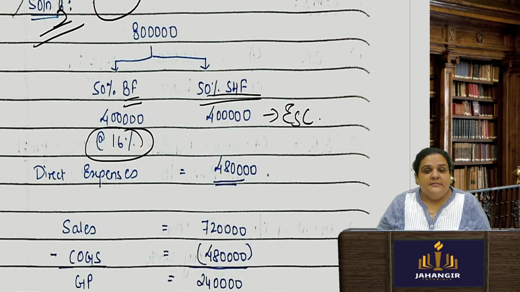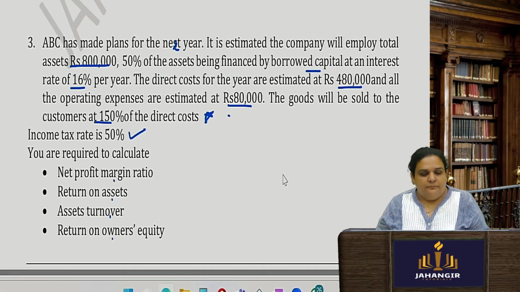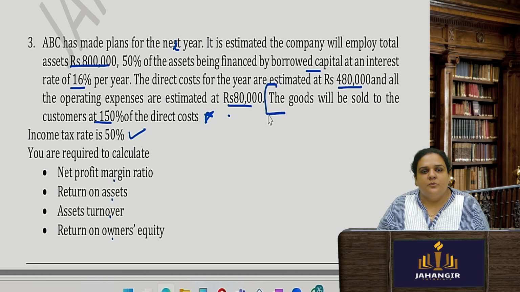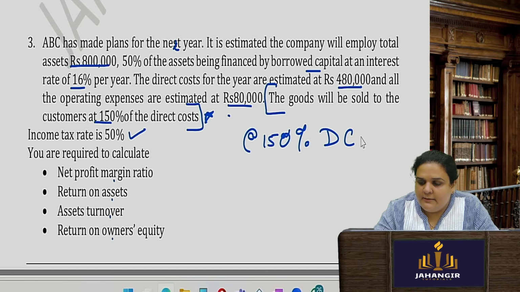Direct expenses, they are saying it is 4,80,000. Okay. Now they are telling me the goods will be sold to the customers at 150% of the direct cost. Okay, direct cost is 80. No, sorry, 4,80,000.